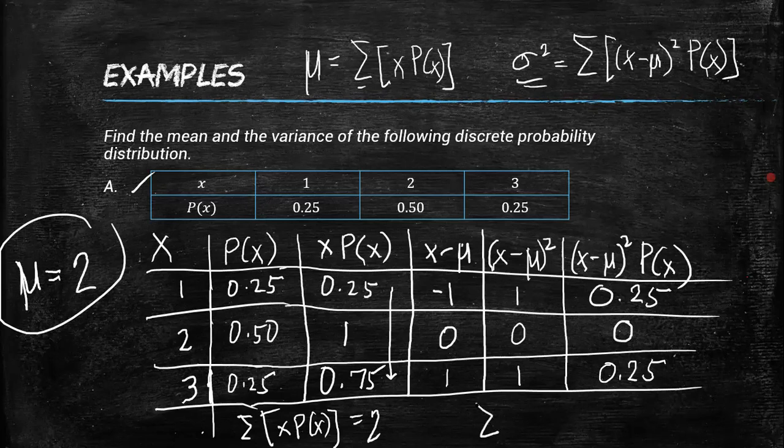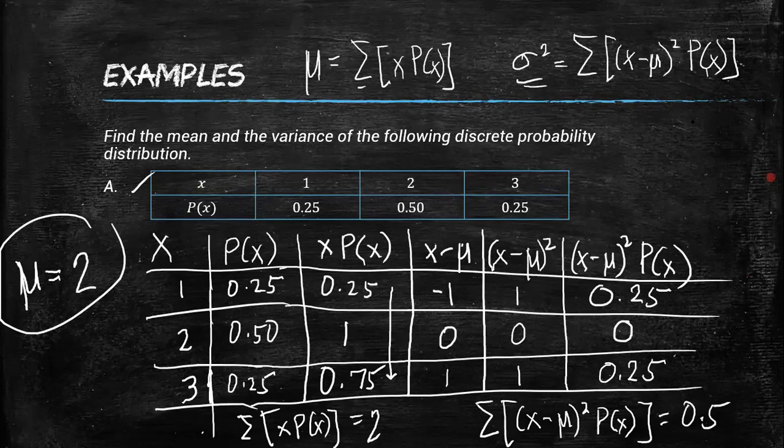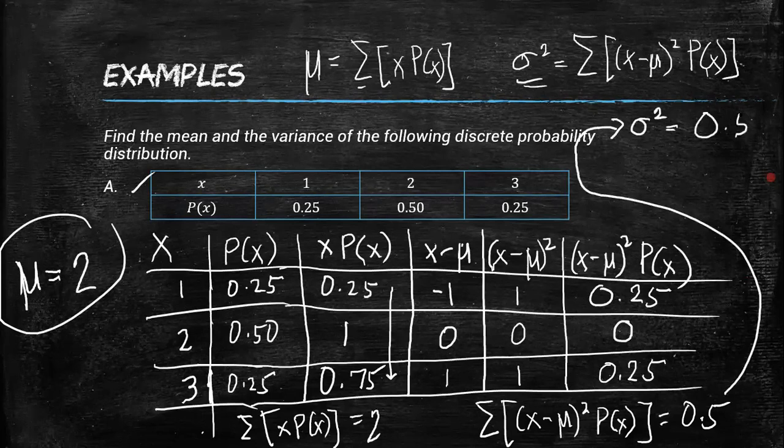So, what is the answer ng mu? 0.5. Ayan. So, ang summation ng x minus mu squared times p of x is 0.50 or 0.5. So, ito na class yung ating sigma squared. Our sigma squared is 0.5.